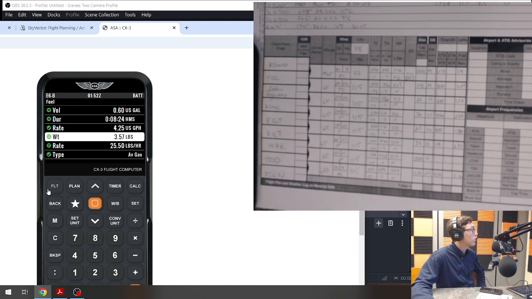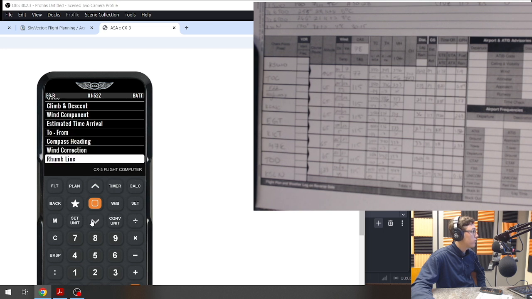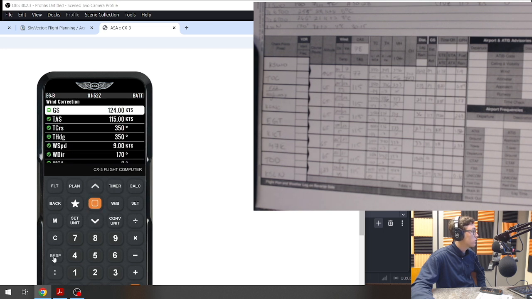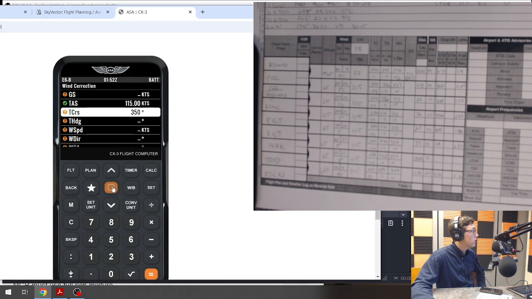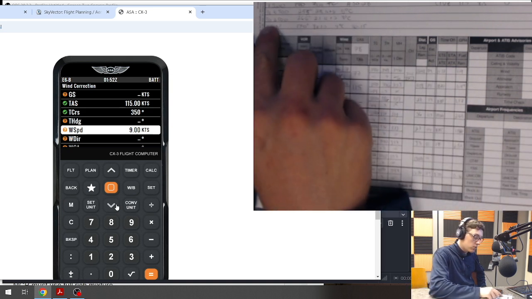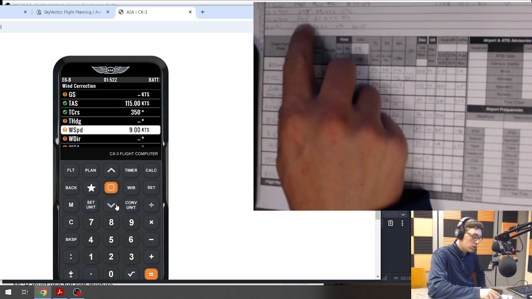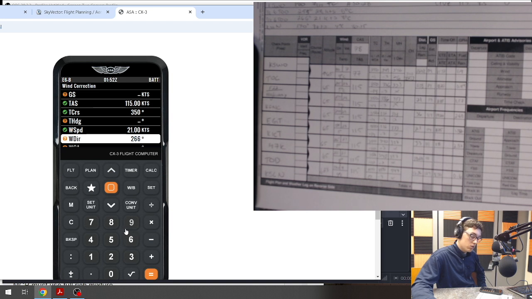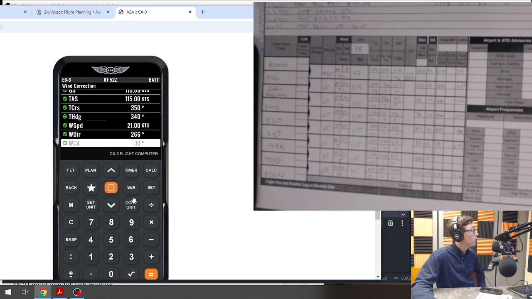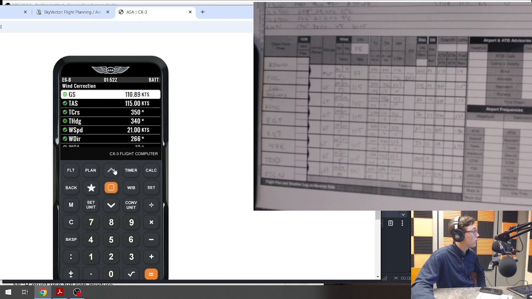So I can now go back. Last one that we're going to do. Wind correction. All right. True speed 150 knots. True course 350. Wind speed, we're going to be using the cruise route part 2 of our winds, 21 knots. Wind direction is going to be 266. Yep, verify 266. Ground speed is going to be 111.